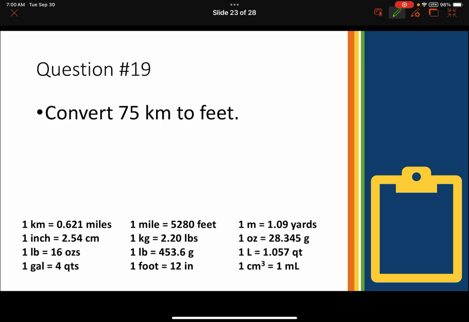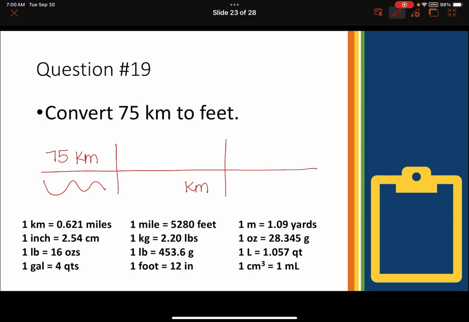We have 75 kilometers, and this time we're going to feet. So first thing is we're going to make a line, and we're going to start with the 75 kilometers. Immediately bring kilometers down to the bottom. Okay, so we're going to use 2 conversion factors here. We're going to use this one, and we're going to use this one. So we're going kilometers to miles first. So 1 kilometer is 0.621 miles. We're going to bring miles down to the bottom and do feet at the top. 1 mile, 5,280 feet.